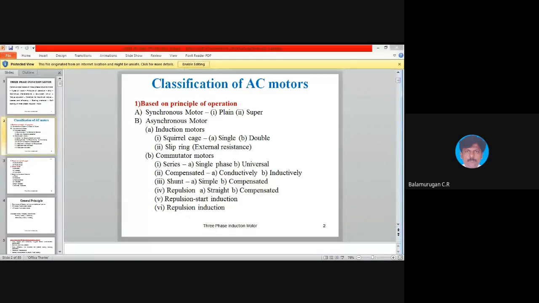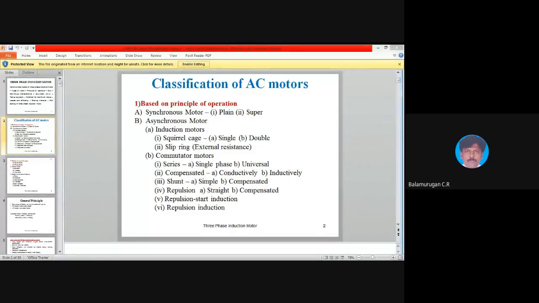Because the motor is used in a polluted environment, you should have a totally enclosed motor. If not, the dust will enter into the machine. So that is why we have this classification of motors. Okay. Yes.